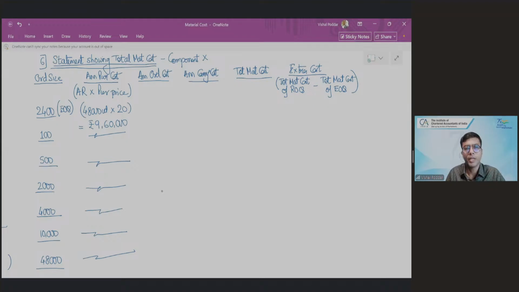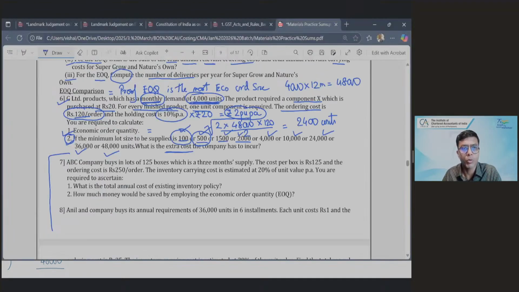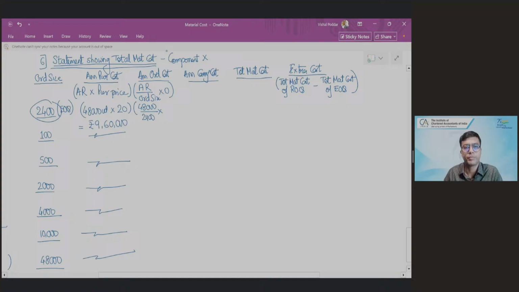Correct? Then how do I find my annual ordering cost? This will change in all the options. It is your AR upon your order size, which is different, into O. Right? So here I'm showing the working. AR is 48,000. Order size here is the EOQ, which will now be different in all the options, into O. How much is O? It is 120. So I will get some figure here. Correct?